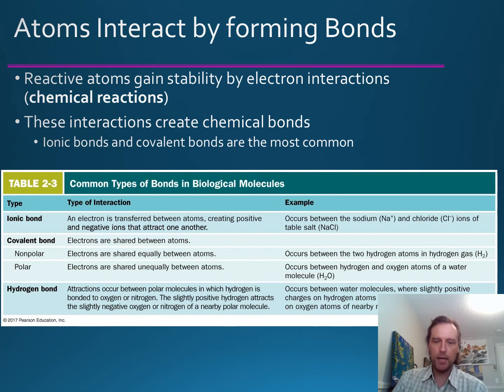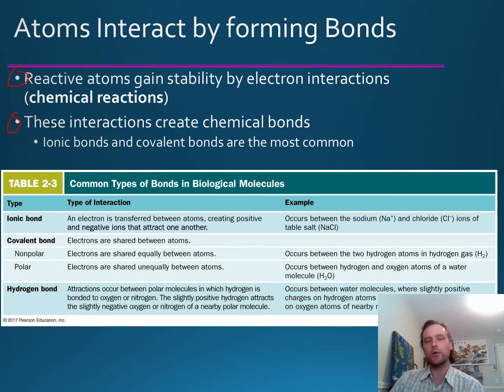Atoms interact by forming bonds. This table's in your book. I'm not going to read through it, but it's a great way to organize your thoughts on the types of bonds. Bullet 1. Reactive atoms gain stability by electron interactions. Those are called chemical reactions. Some reactive atoms will also gain stability by losing electrons or by gaining them. Either one. They can gain electrons or they can lose them.